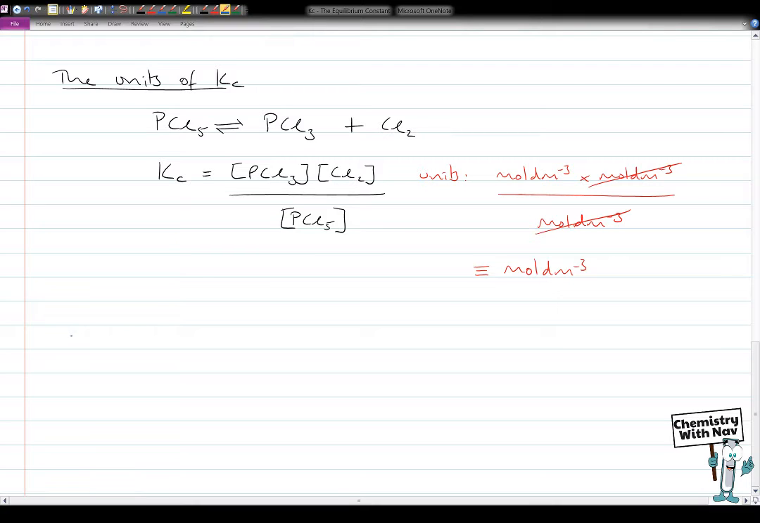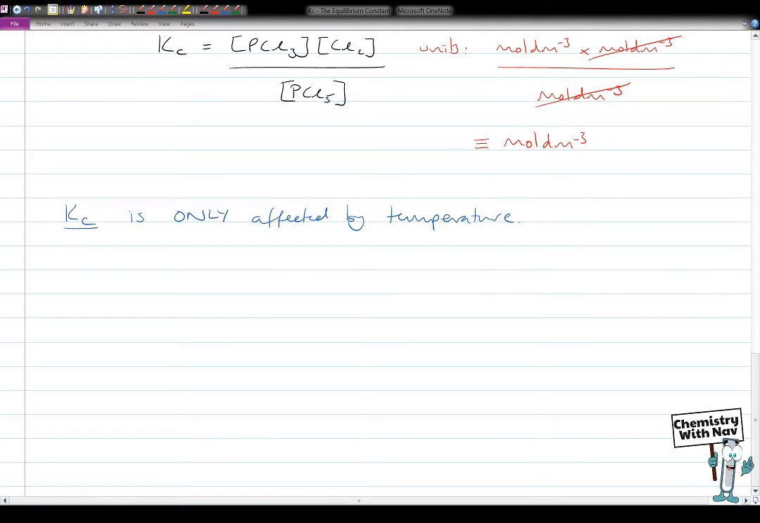And let's just finish on one little fact that is often examined. Kc is only affected by temperature. Very often in exam questions you're asked about the effect on Kc of changing the pressure or of changing the concentration. It is not affected by pressure or concentration. And there is usually a mark for making that statement. It's not affected by pressure or it's not affected by concentration.